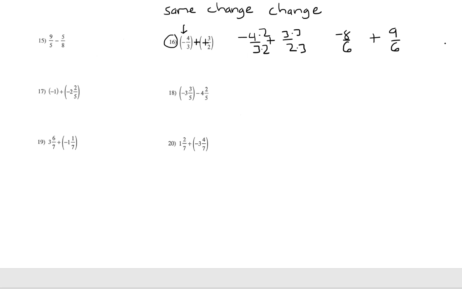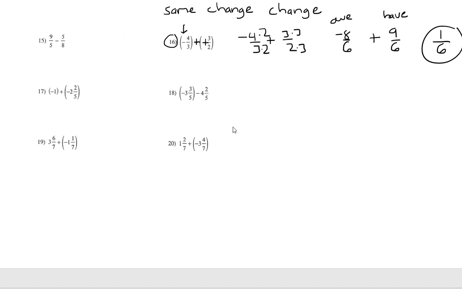And now we know our denominator is going to be 6, so we just have to figure out what negative 8 plus 9 is. So if you owe 8, but you have 9, when you combine those two, you're going to have 1/6.